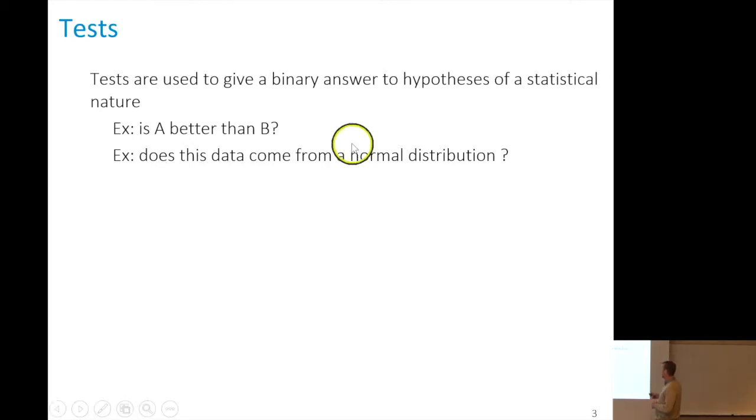Tests are used to give a binary answer to hypotheses that, of course, contain some statistical nature. Questions like, is treatment A better than treatment B? That's the classical use of tests in medical sciences. For us, for example, when we do QQ plots to see whether we have a normal distribution, it would be more convenient if we had a test that would answer yes or no.